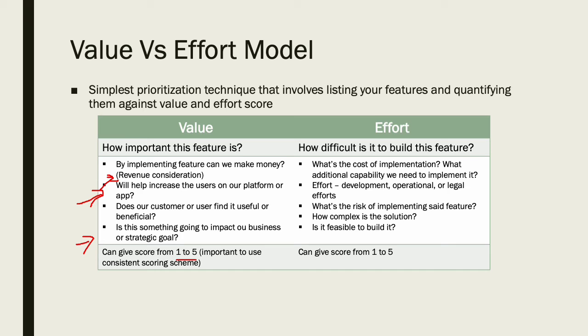Coming to the next part, the effort side. Effort is about understanding how difficult it is to build this feature. You don't ask how I can build this particular feature; you have to say how hard or difficult that particular feature is. Remember the word difficult. You don't say how easy. You have to say how difficult or hard. And when you do that, you have to consider the cost of implementing it.